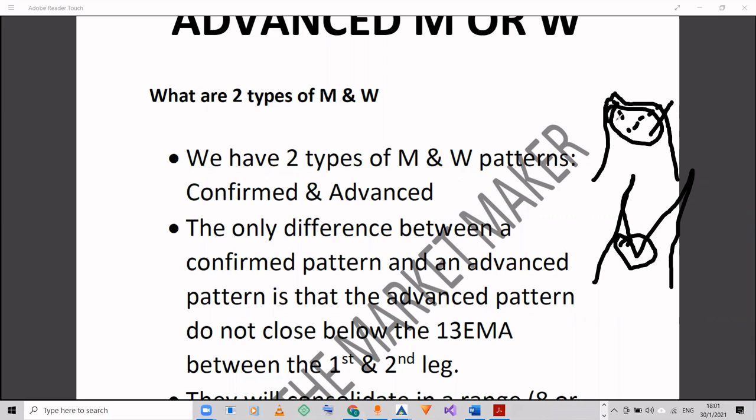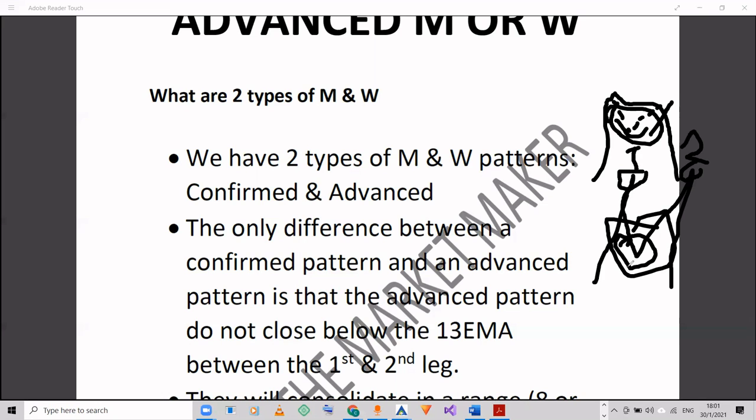That apex, that's called the apex, that's the close below the 13 EMA, between the first and the second leg. Since this is the first leg, this is the second leg, and this is the apex: a close below the 13 EMA, the formation of an apex. So there will be no apex for an advanced pattern. That's why that's the advanced pattern for you.